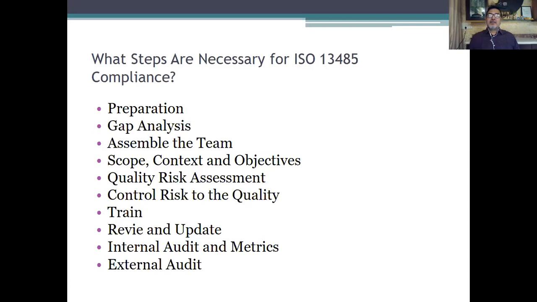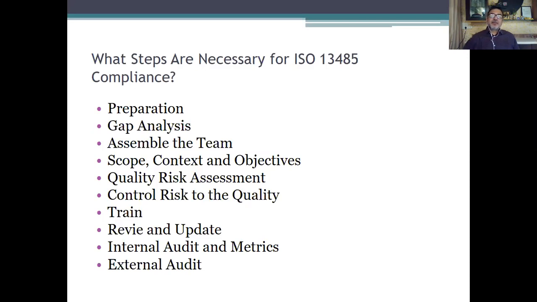Review and update. Check your documentation to ensure that your policies, processes, and procedures for your medical devices quality management system are formatted correctly and meet ISO 13485 requirements. After that, conduct internal audit. Certification requires internal audits are planned at particular intervals. It is also necessary to establish measurements, monitoring system, and review results.